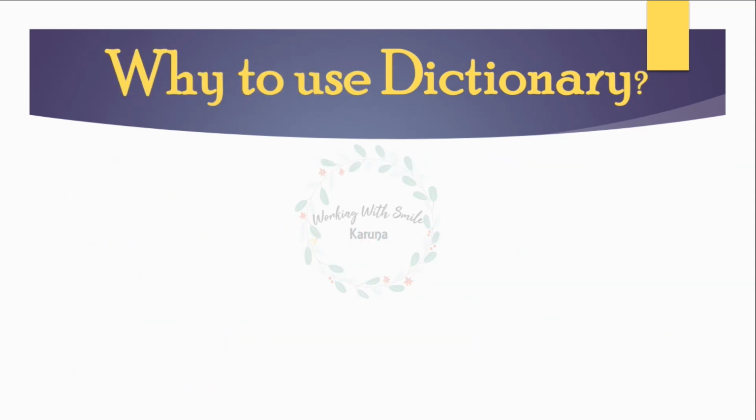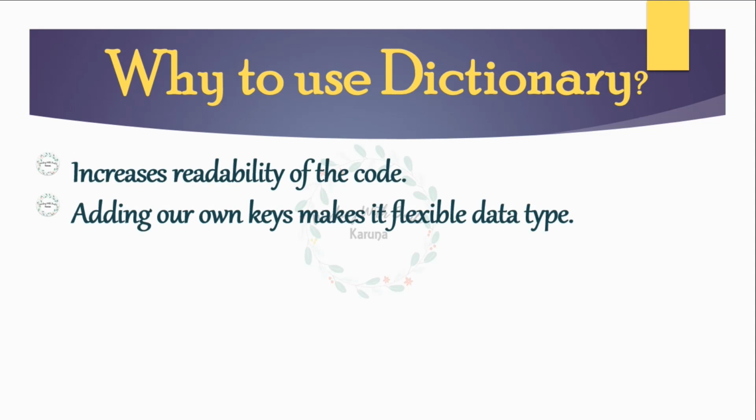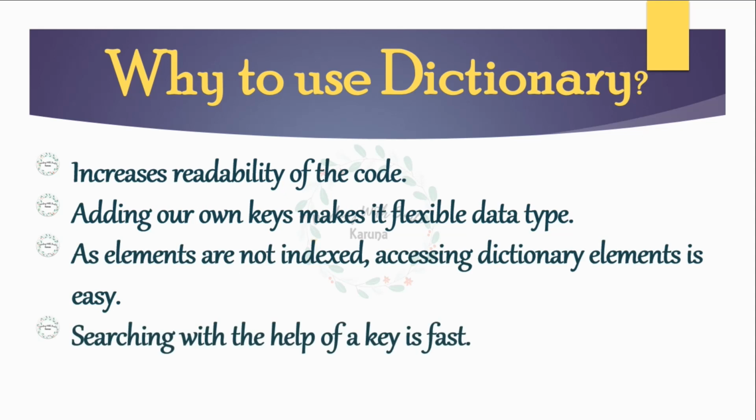Important question to answer here is why to use dictionary. So after seeing all those features, now you can easily understand why dictionaries will be used. The first one is it increases the readability of the code. The way they have been written or initialized helps you to clearly understand what is the purpose of creating a dictionary. You can easily add your keys because they are not index based. So adding more and more keys makes it a flexible data type. As the elements are not indexed, you can easily access the dictionary elements. Searching with the help of a key is fast. Again, the same reason, because the elements are not indexed.